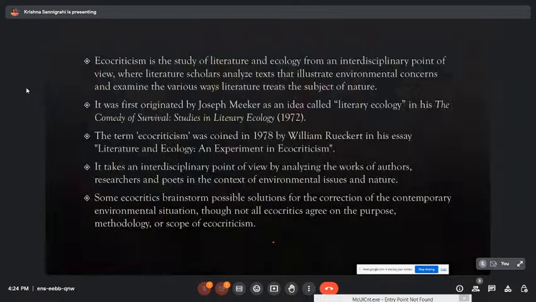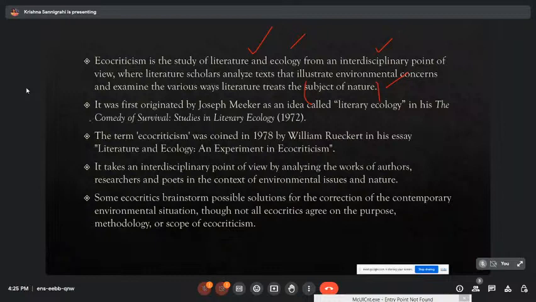They are discussing that. So eco-criticism is the study of literature and ecology from an interdisciplinary point. What is interdisciplinary? When two or more disciplines come together. Herein the discipline of literature and the discipline of ecology are coming together, from an interdisciplinary point of view, where literature scholars analyze texts that illustrate environmental concerns and examine the various ways literature treats what? The subject of nature. So how does literature treat the subject of nature?